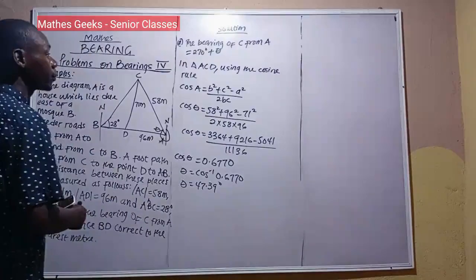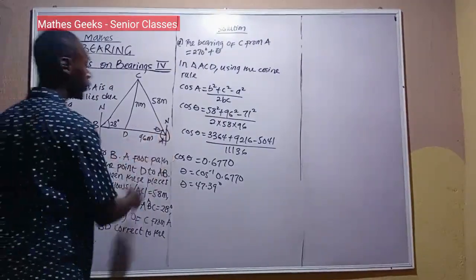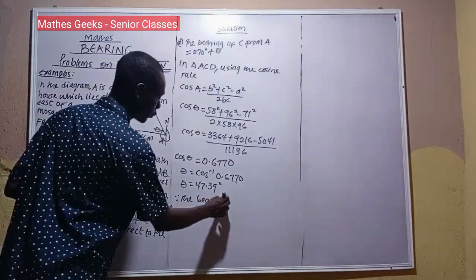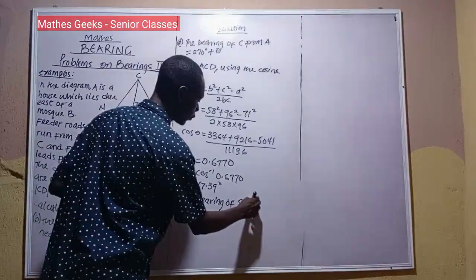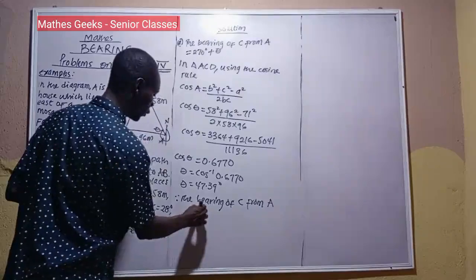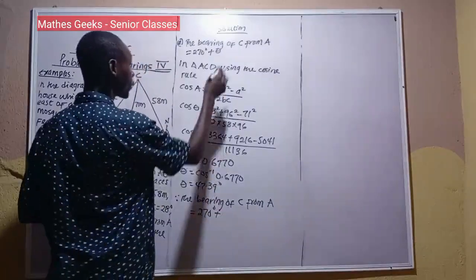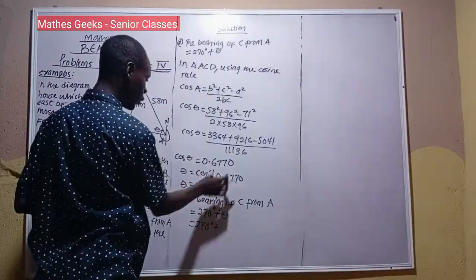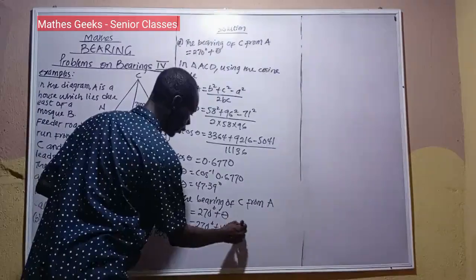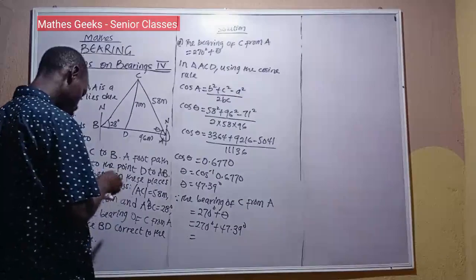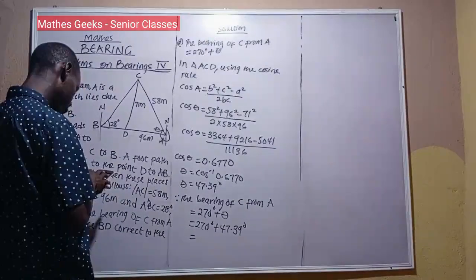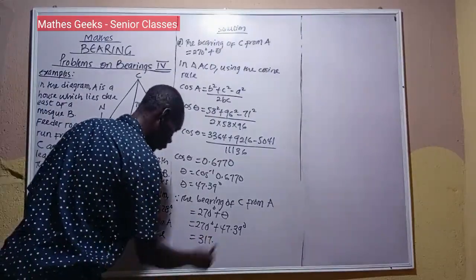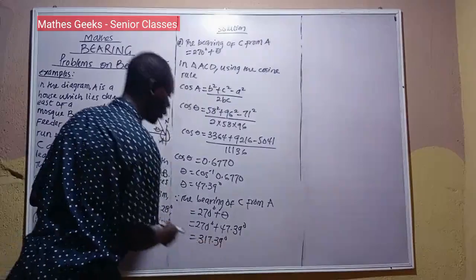Theta is equal to 47.09 degrees. So now that we've gotten the value of theta, we can find the bearing of C from A. Therefore, the bearing of C from A is equal to 270 degrees plus theta, and theta is 47.09 degrees, which gives 317.09 degrees.